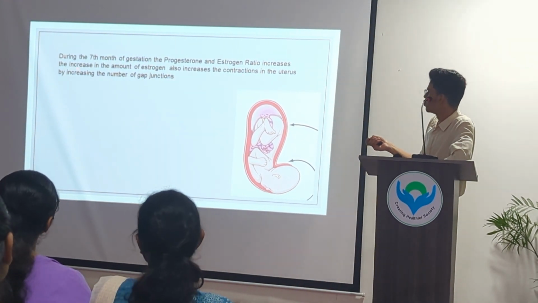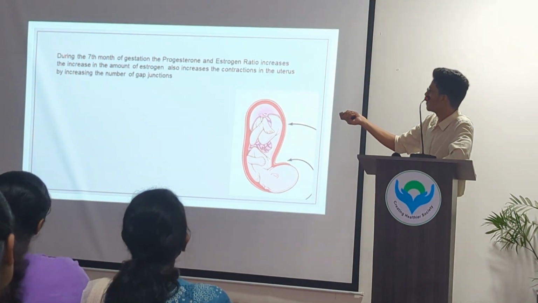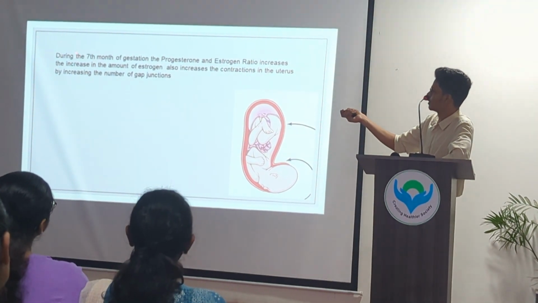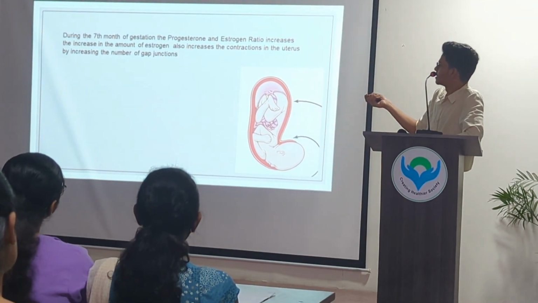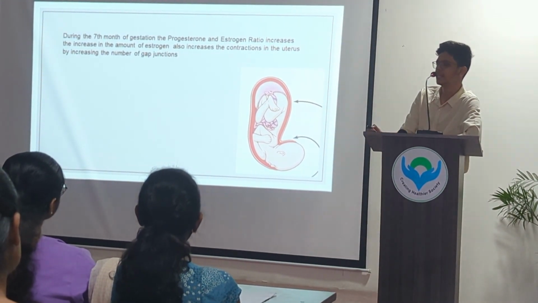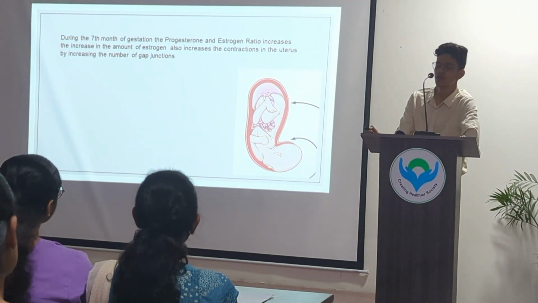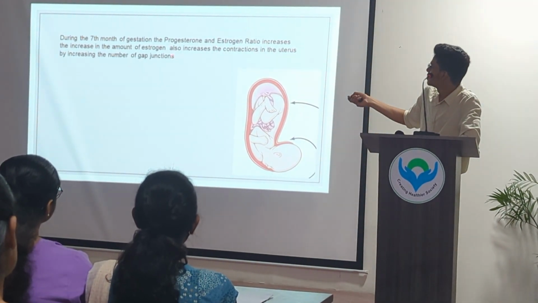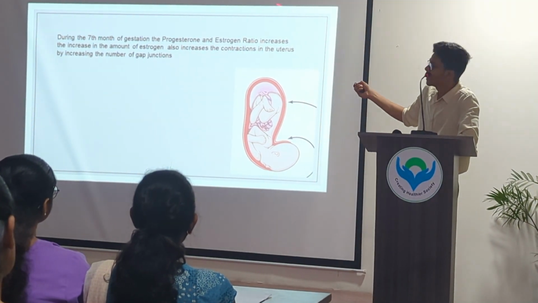So yeah, smooth muscles. The purpose they serve is that during the 7th month of gestation, the progesterone and estrogen ratio increases. Progesterone prevents the parturition of the baby, and estrogen enhances it.